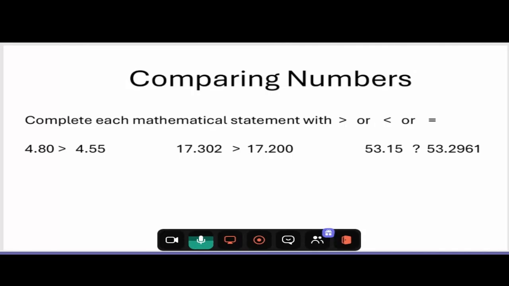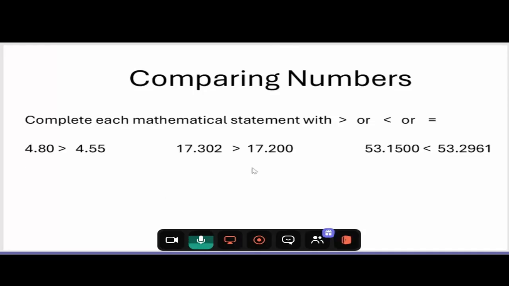And then the last one, 2 decimal places on the left, 4 on the right, so I'm going to add 2 zeros there. There, now they both have 4 decimal places, and I'm comparing 1,500 to 2,961. Okay, the right side is clearly bigger, so this is a less than sign. So, comparing decimals, make them both have the same number of decimal places by adding zeros where necessary, then compare.